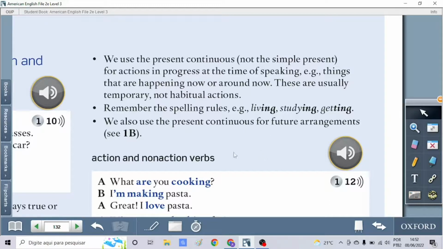For example, this year I am learning English. It's not now, but it's a temporary thing that I'm doing repeatedly in my life. Okay, it's a temporary thing.